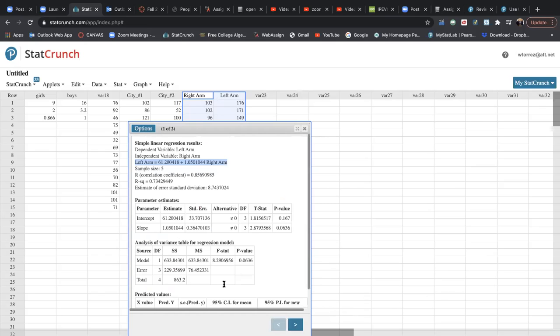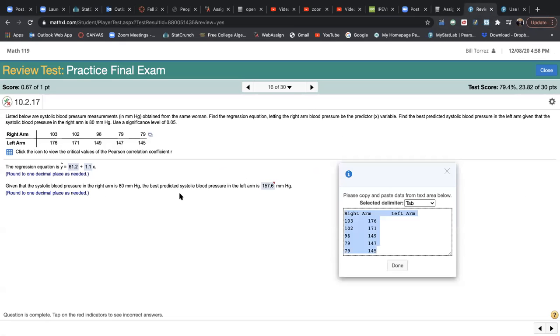Let's go back to our results here. Look at our regression line, look at our correlation coefficient, and here we see the equation: left arm equals 61.2 plus about 1.05 times X, where X is the right arm systolic and Y is the left arm. All right, so let's put that in our test here.